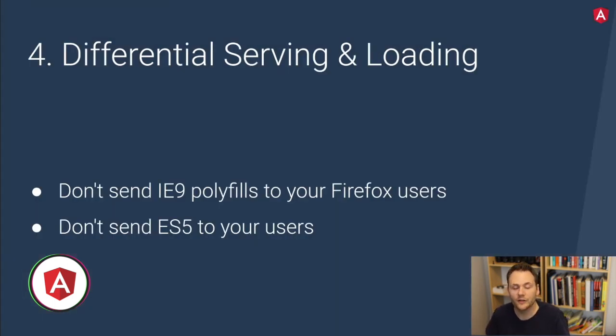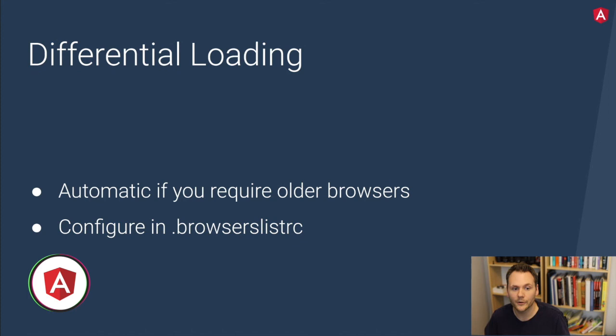There's also this concept of differential serving and loading. If you are on a recent version of Angular, this should happen all automatically for you. But the key idea here is that we want to support lots of browsers, but we shouldn't be sending our IE9 polyfills down to our Firefox users. And in modern JavaScript and the modern web, you usually shouldn't even be sending ES5 at all. We have better JavaScript, more expressive JavaScript, and we can do a little bit better.